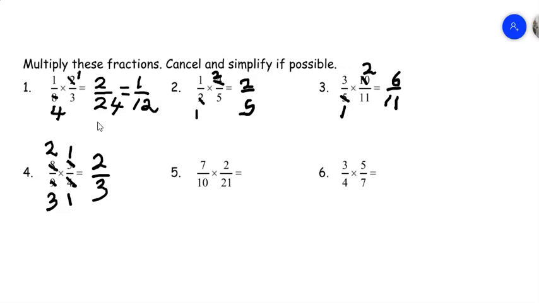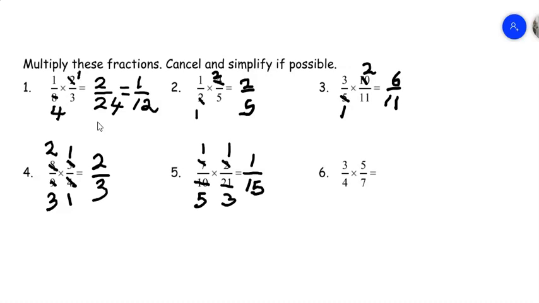Number 5, 7/10 times 2 over 21. 7 and 21, they have a common factor, which is 7. 7 into 7 is 1. 7 into 21 is 3. The 2 and the 10 also have a common factor, which is 2. 2 into 2 is 1. The 2 into 10 is 5. So the answer is 1 times 1 is 1 over 5 times 3 is 15.